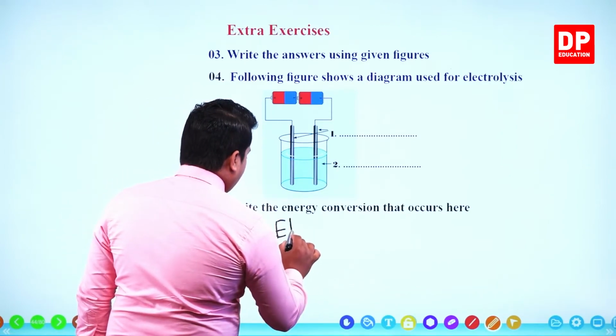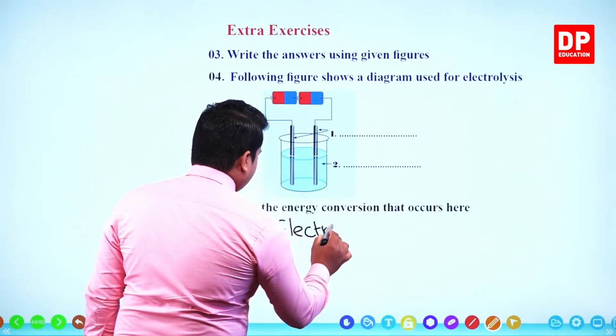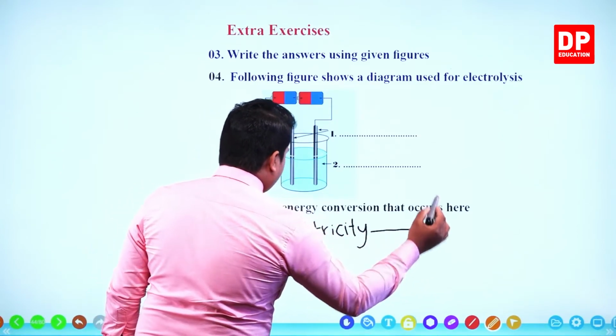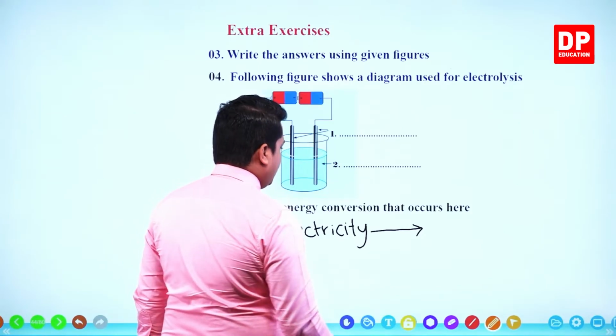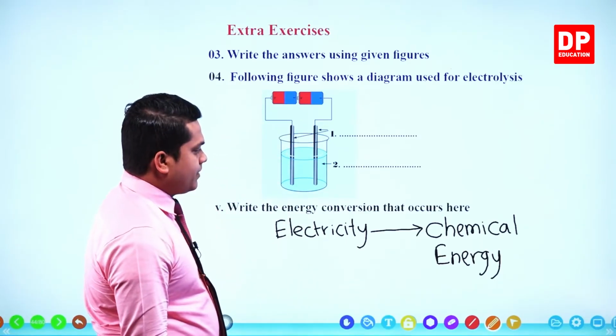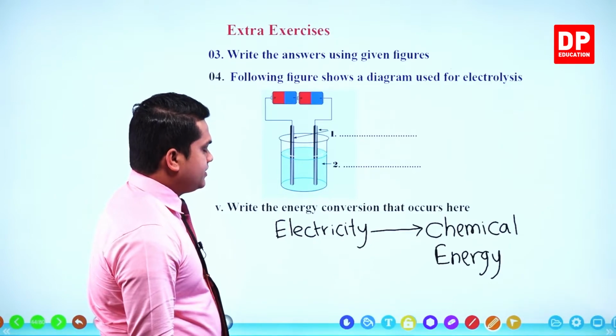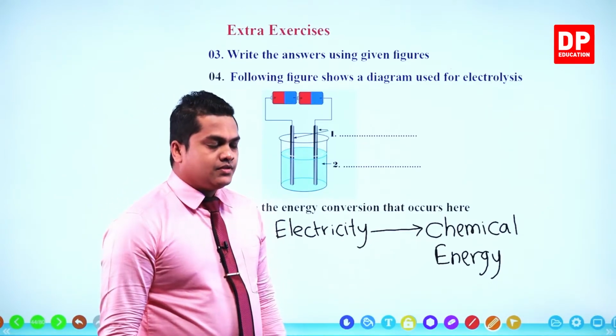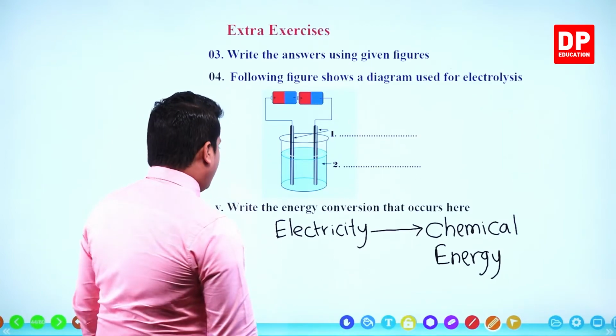So electricity into chemical energy. Right? Electricity into chemical energy. This is the energy conversion that we can observe.